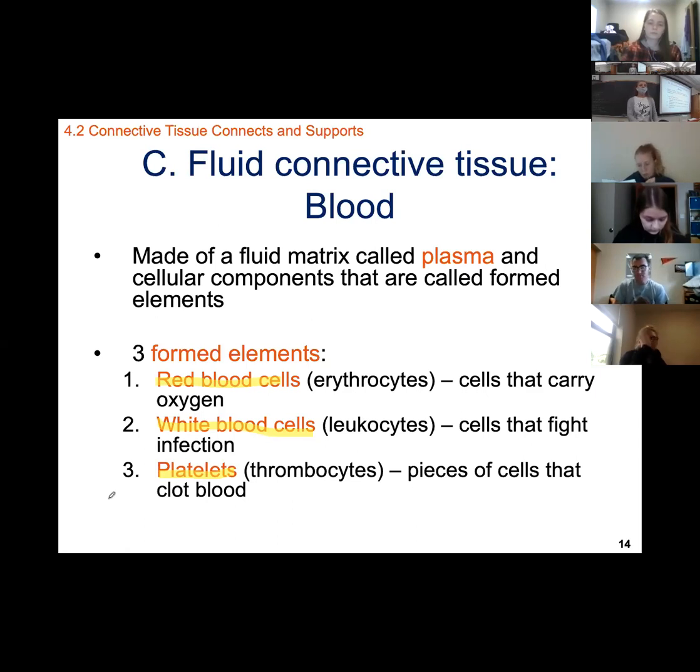White blood cells are what fight infection. So we have red blood cells, now we have white blood cells. Leukocytes is the other name for that. Red blood cells are called erythrocytes. These are the ones that fight off infection. This is super important for many reasons, right?